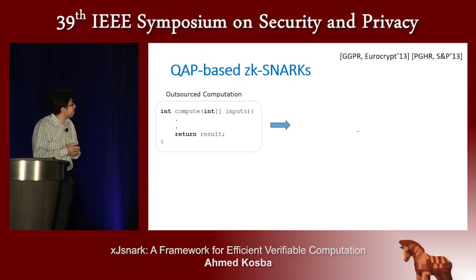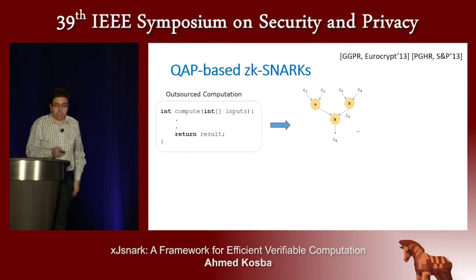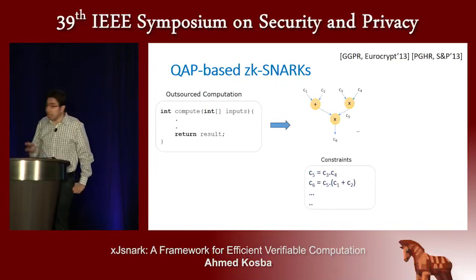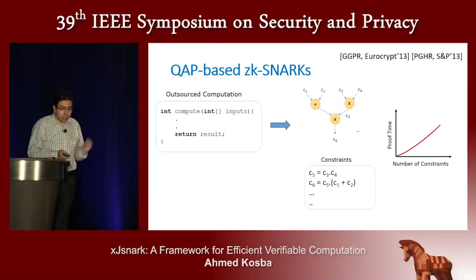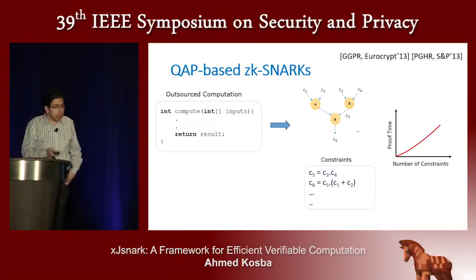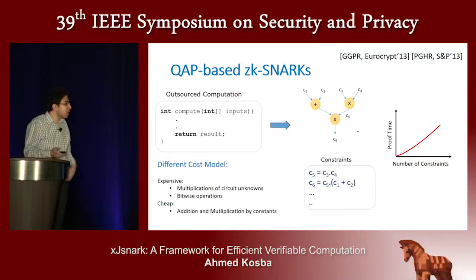So typically, the computation to be verified is expressed in a high-level program, and then it gets compiled to some kind of arithmetic circuit or a set of quadratic constraints over a finite field. And this step has to be done carefully because the prover's time depends in a quasi-linear manner on the number of constraints or multiplication gates in the circuit. And what makes this problem interesting is that this has a different cost model than what we are used to in typical programs. So for example, bitwise operations are very expensive, and in comparison, multiplication of circuit unknowns is much more expensive compared to multiplication by constants.